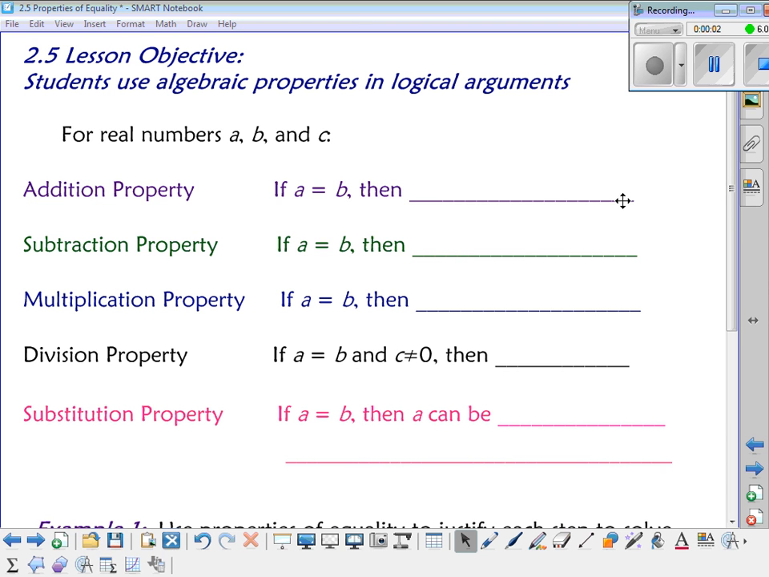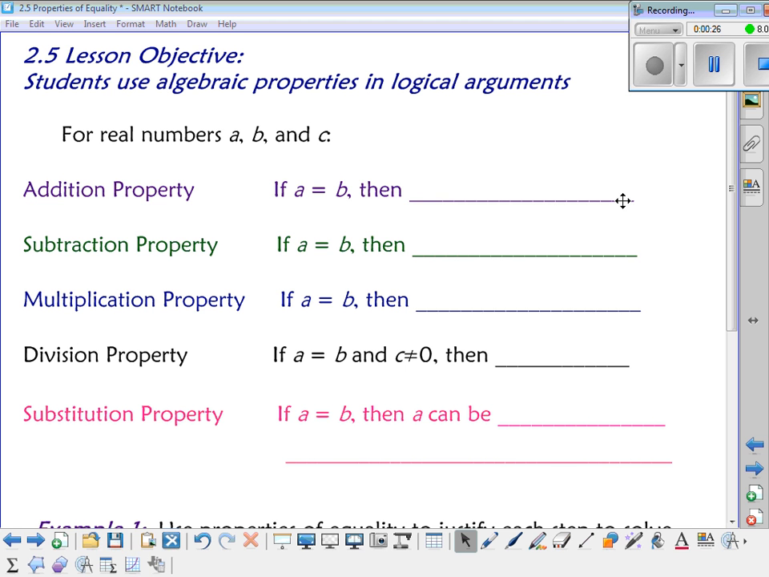Today's lesson objective: students use algebraic properties in logical arguments. So we have some algebraic properties that you actually already know, you just haven't thought of them as properties that you would have to explain your work. But you know all these from algebra. These are all properties that you use when you're solving algebraic equations.